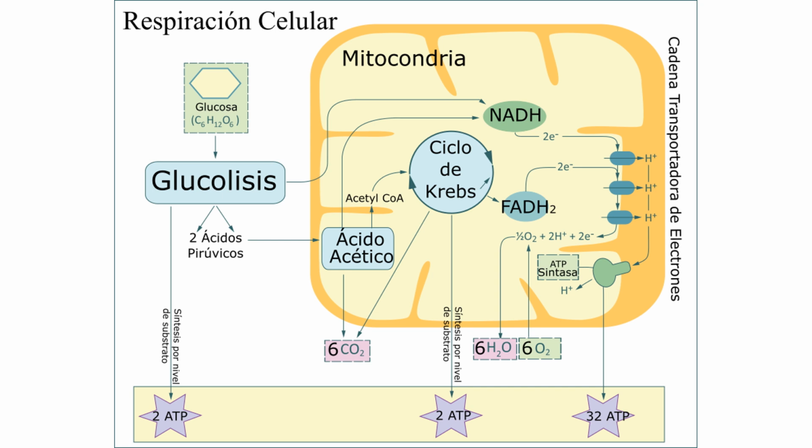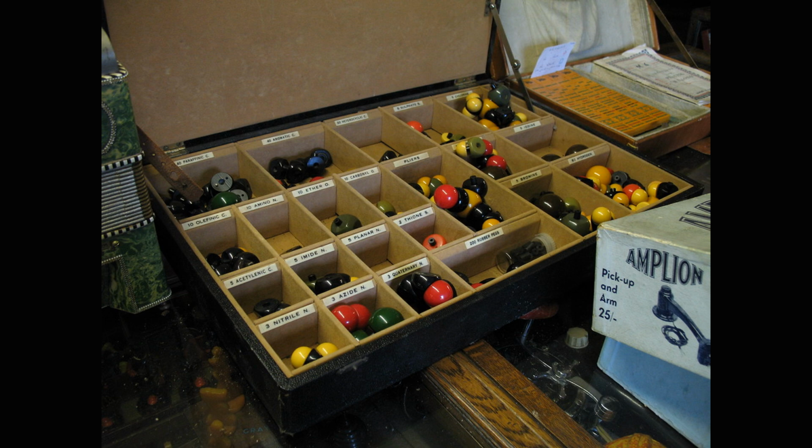Glycolysis occurs in the cytoplasm of the cell and breaks down glucose into pyruvate, producing a small amount of ATP and NADH. The citric acid cycle occurs in the mitochondria and further breaks down pyruvate, producing NADH, FADH2, and ATP. The electron transport chain and oxidative phosphorylation occur in the inner membrane of the mitochondria and produce the majority of ATP. Overall, cellular respiration produces a net gain of 36-38 ATP molecules per glucose molecule. This energy is used by the cell to carry out all the functions necessary for survival.